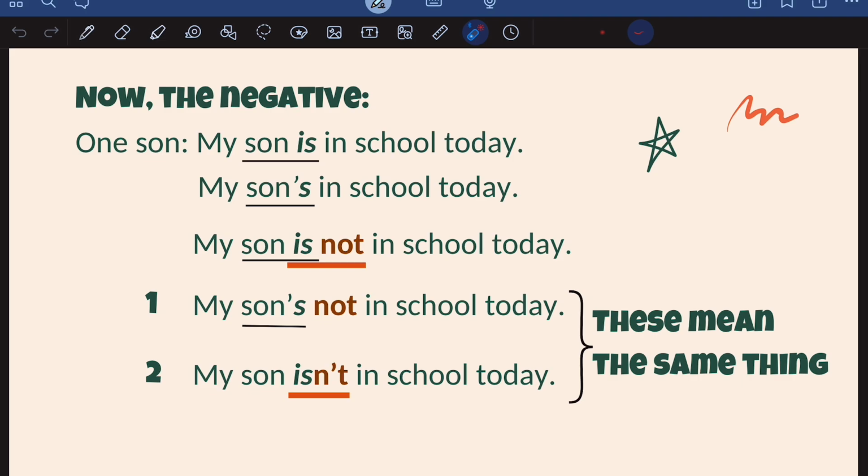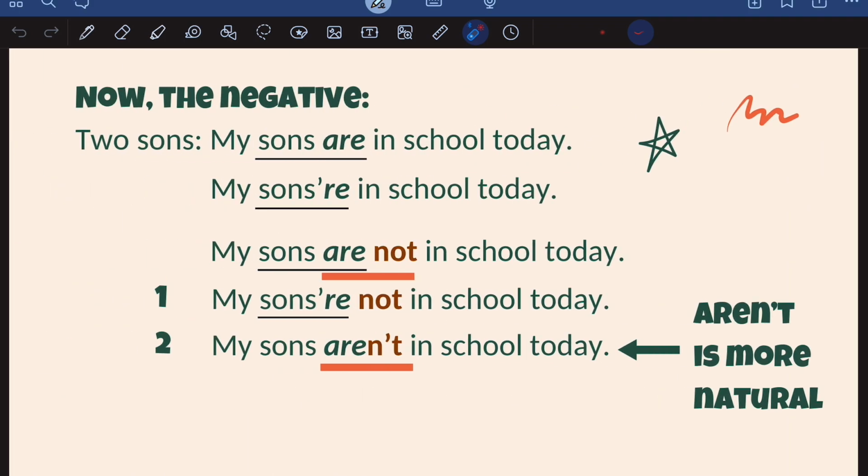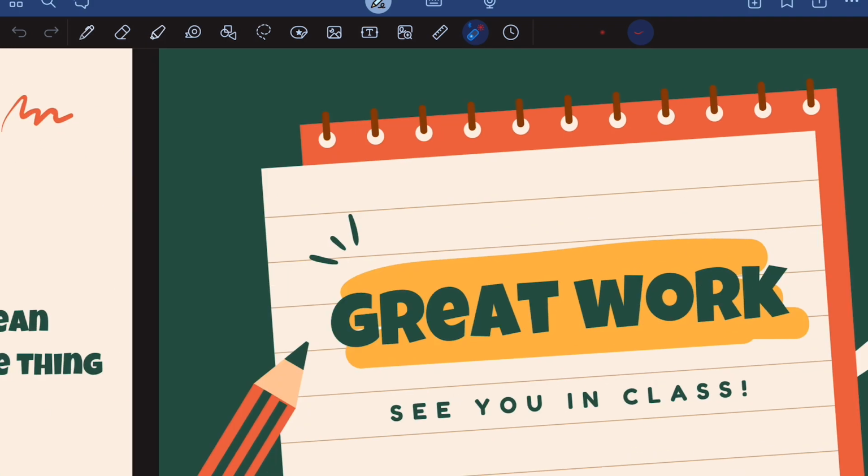Just to review again, with the word is, my son's not, my son isn't, they're equally natural. They mean the same thing. But with are, I think my sons aren't is more natural than my sons are not in school today. So that was a quick review.